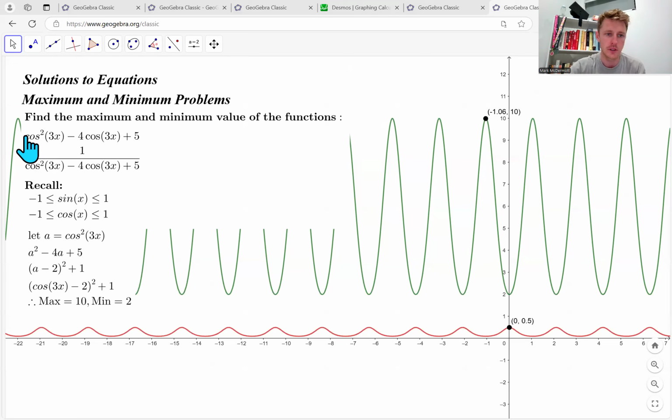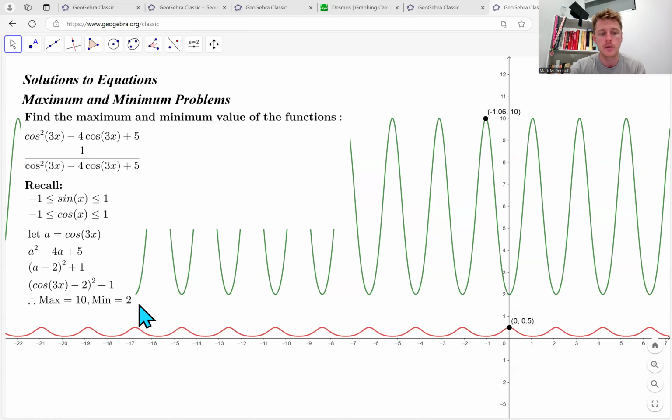So if we wanted to know the maximum and minimum of this without obviously graphing it, what we could do is we could let a equal cos squared 3x. Not that, that's not right. It should be cos of 3x. And so you make that substitution. So you get a squared minus 4a plus 5. All right, then the tricky part here, you need to recognize that you need to complete the square. So if you complete the square on that, you're going to get a minus 2 squared plus 1. And then you make that substitution of a back in. So you're going to get cos of 3x minus 2 all squared plus 1.